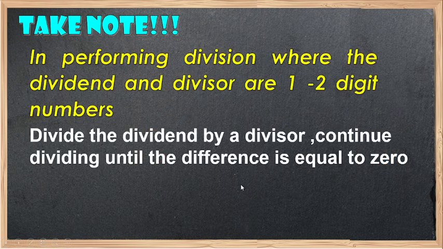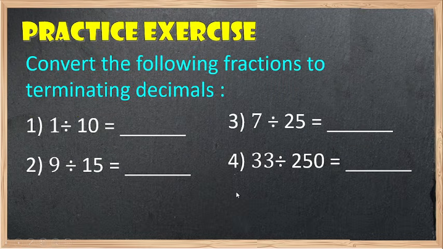So, take note in performing division where the dividend and divisor are 1 to 2 digit numbers: first, you need to divide the dividend by the divisor and continue dividing until the difference is equal to 0. For your practice, try to convert the following to fractions and get the quotient: 1 divided by 10, 9 divided by 15, 7 divided by 25, 33 divided by 250.